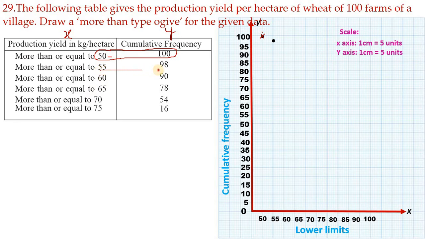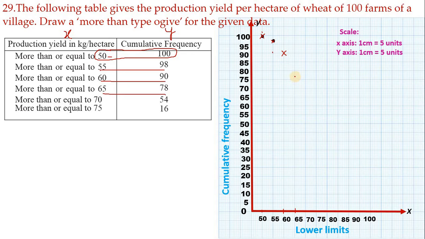And for the next one, 55 and 98. 55 is here and 98. So 98 means after 95, you have to count almost 6 small lines. So you'll get it here. Next, 60 and 90. So 60 is here. And 90 means exactly we will get it here, children. And next, 65 and 78. So 65 is here. For 78, here 75 is there. After 75, how many small lines? We want to count 12 small lines.